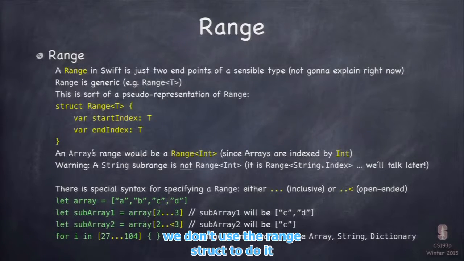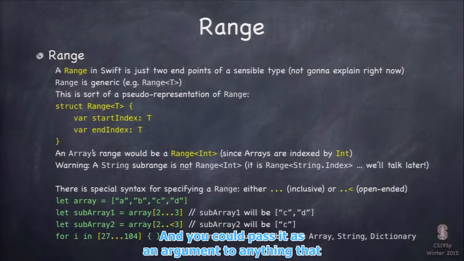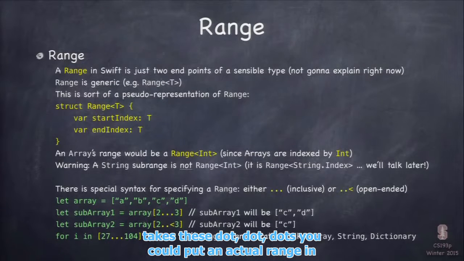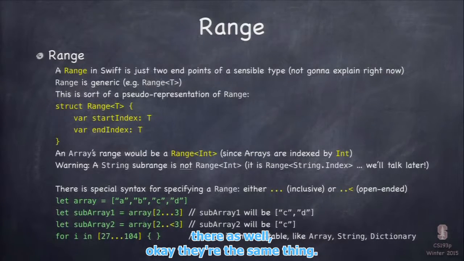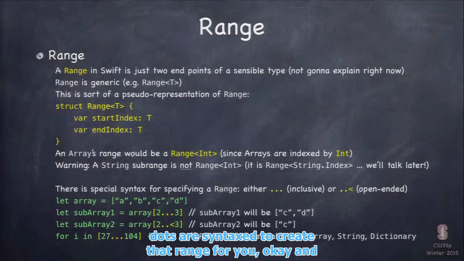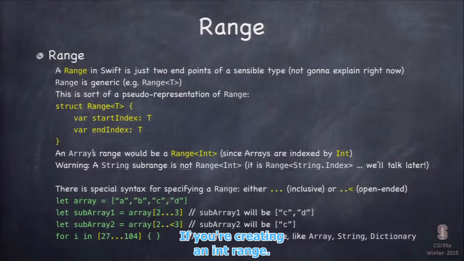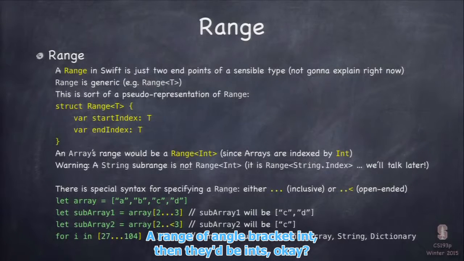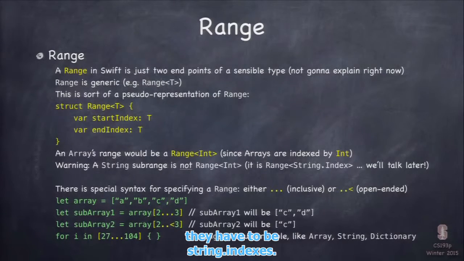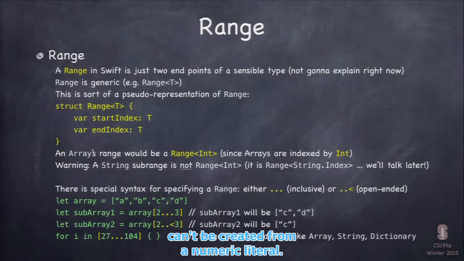99% of the time we don't use the range struct to do it, although you could create a range struct and you could pass it as an argument to anything that takes these dot dot dots. You could put an actual range in there as well. They're the same thing. The dot dot dots are just syntax to create that range for you. And the things on either side of the dot dot dot depend on what kind of range you're creating. If you're creating an int range, a range of angle bracket int, then they'd be ints. But if you're doing a string, they have to be string.indexes. And that's a little harder to create because a string.index can't be created from a numeric literal. You have to create it programmatically. So we'll talk about that in about 10 slides or so.